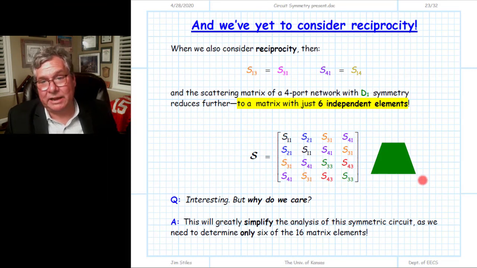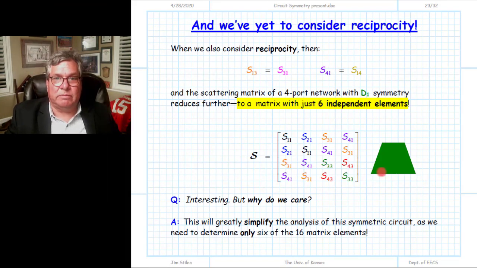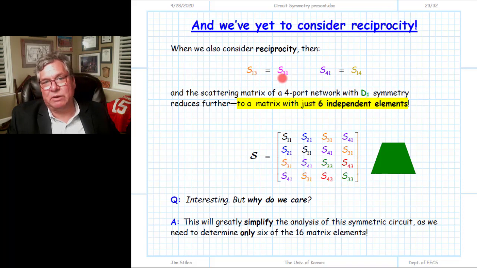Now, if we also apply reciprocity, which is almost always the case, it's hard to mess up reciprocity, we can add 2 more equations, and that is S13 is equal to S31. There's no symmetry argument for this to be true. This is exclusively a reciprocity argument. It's also for S41 and S14, which must be equal to each other by reciprocity, not by symmetry. But we add these 2 reciprocity equations to our previous 8 symmetry equations, and now we have a situation where we have a scattering matrix of this form.